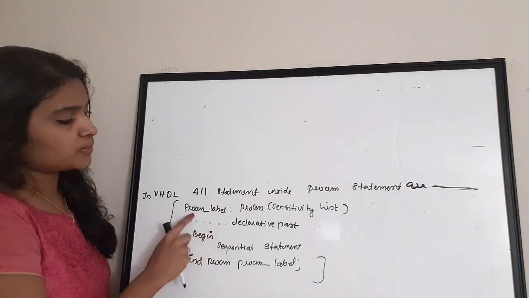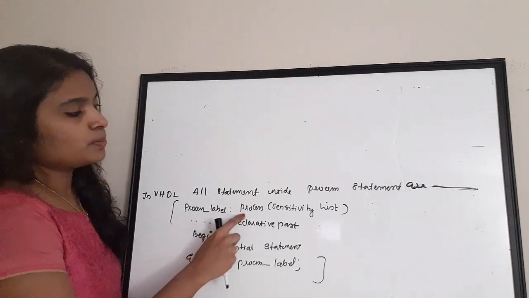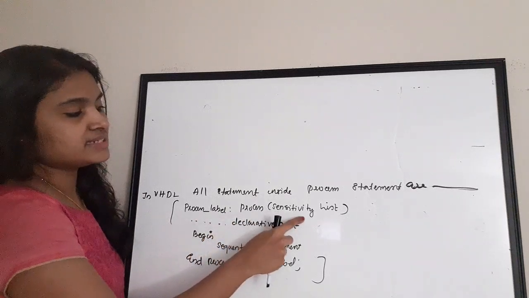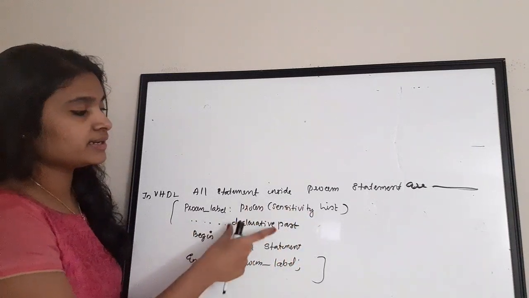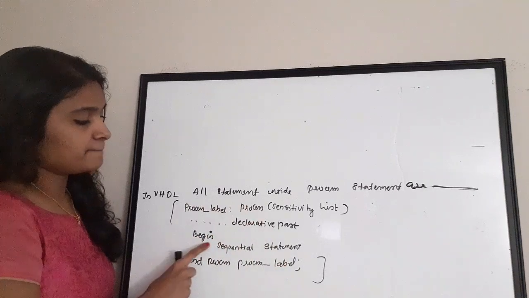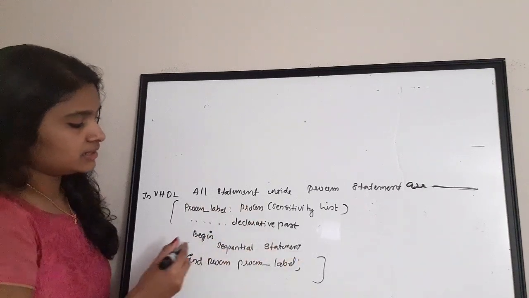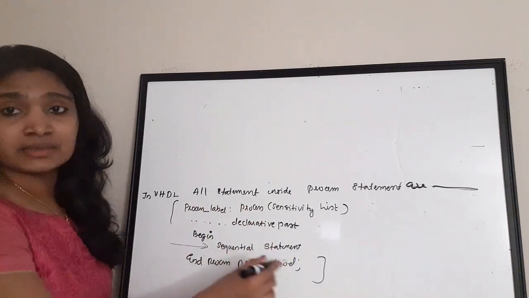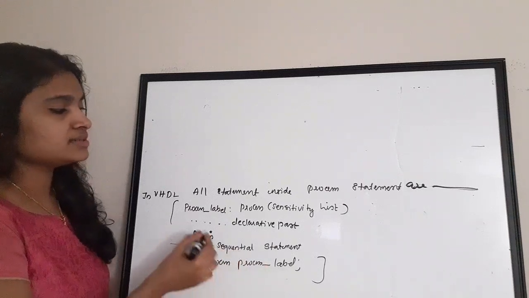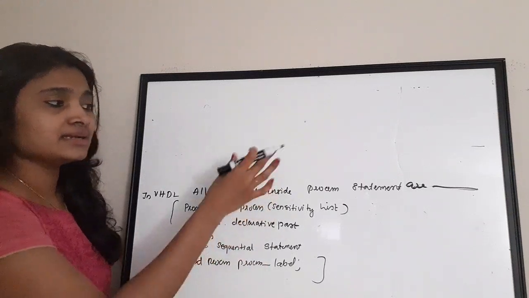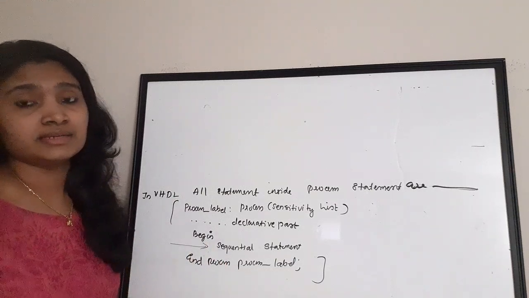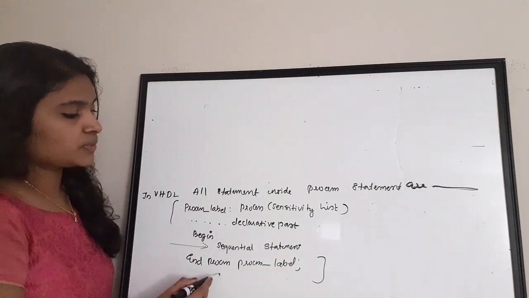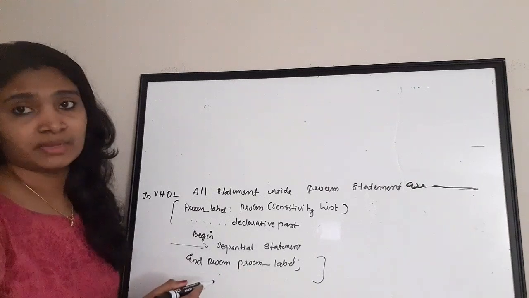There is a label, process label, then process sensitivity list. Then there is a declaration part in which we declare any variables. Then begin. Then here sequential statements we write. Okay, so the correct answer is all statements inside the process statement are sequential in nature. They are not concurrent in nature. Okay. Then end process, process label.